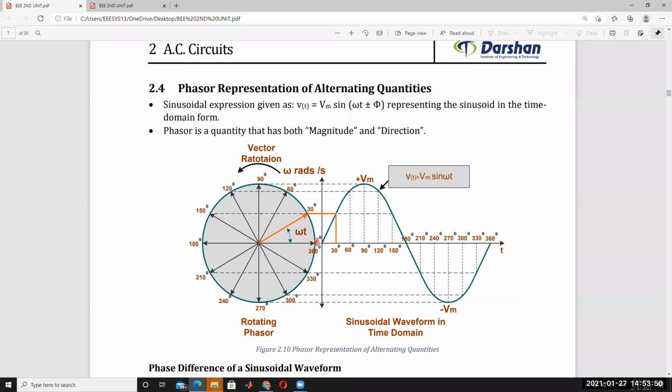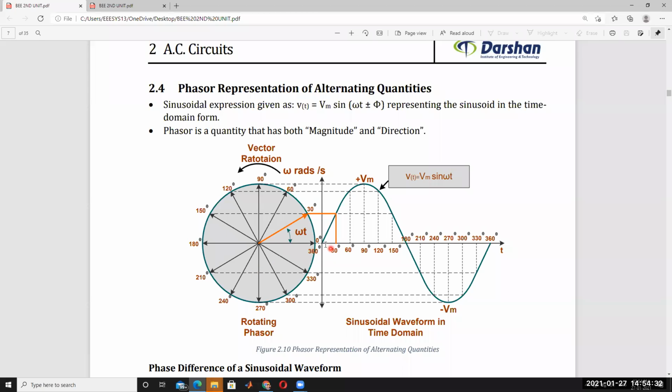0 degrees is here 0. For 30 degrees, here 30; 60, 60; 90, 90; 120, 120; 150. Like this, the phasor representation of an alternating quantity. A sinusoidal waveform in the time domain is represented as a phasor. That is called vector rotation, the rotating phasor. So v of t is equal to Vm sin omega t, this sine waveform, is represented as a rotating phasor.